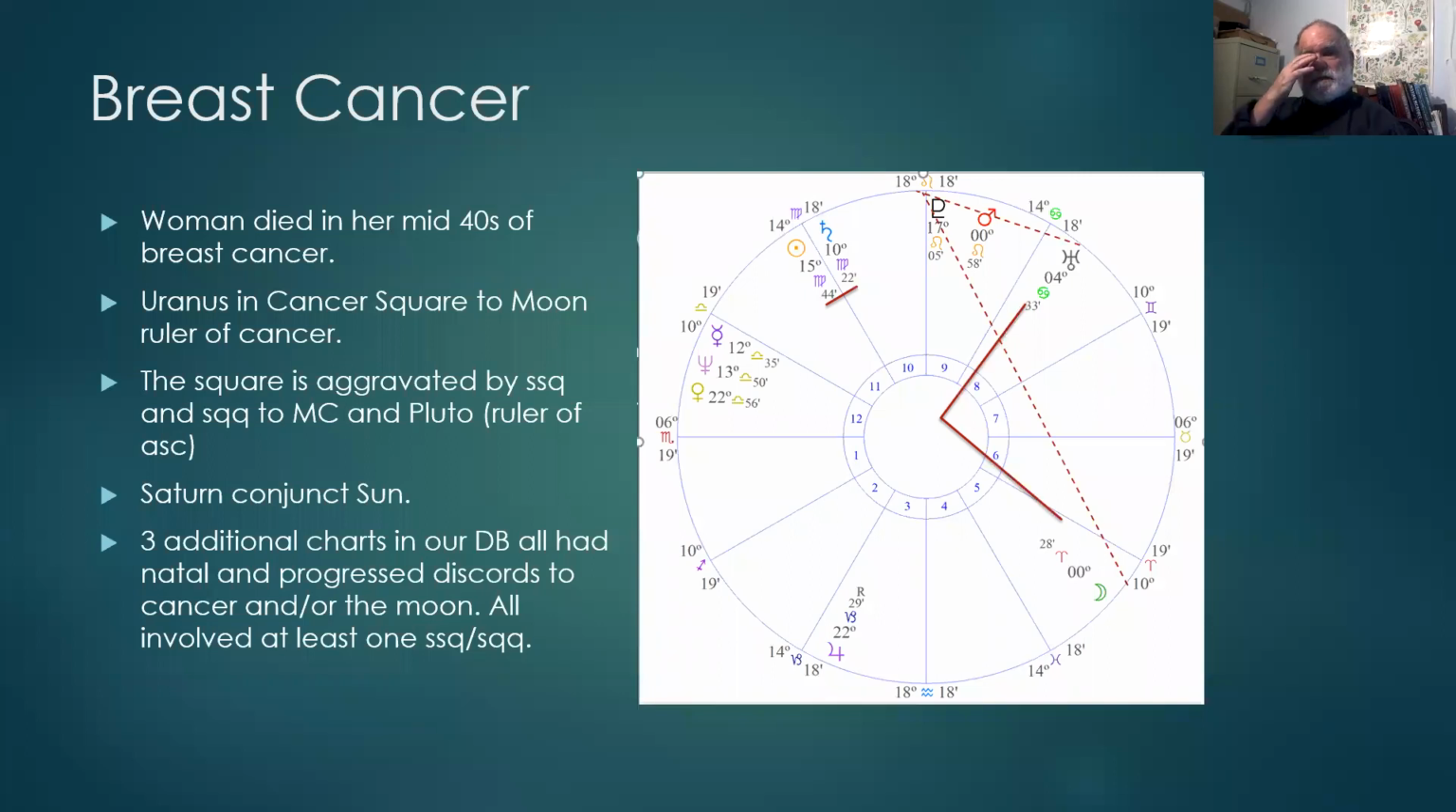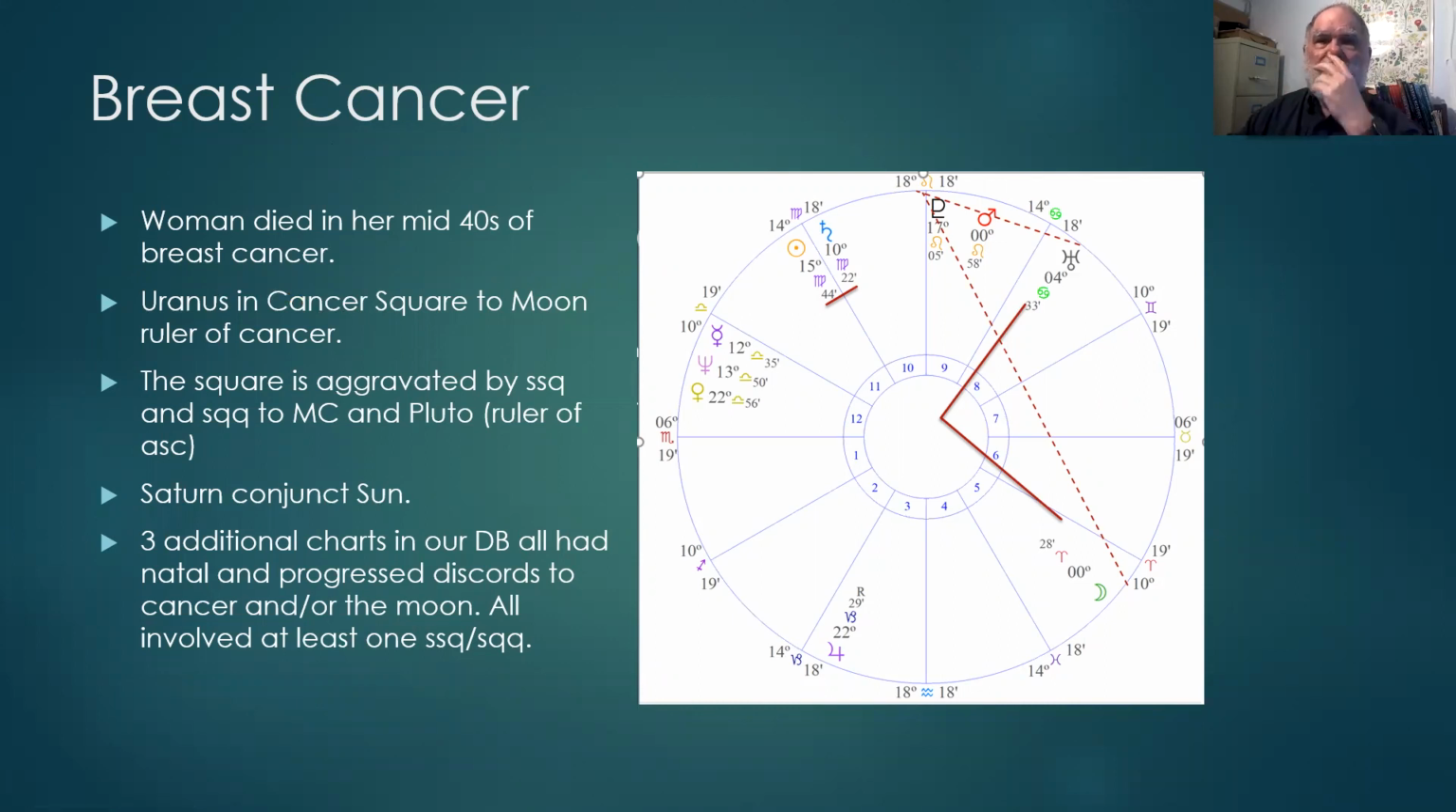Breast cancer is the most common malignancy in women, and it parallels prostate cancer in males, with about the same frequency and about the same mortality. About 1 in 10 women will have breast cancer. So we're going to look in the sign Cancer, and we're going to look for aspects to the moon.